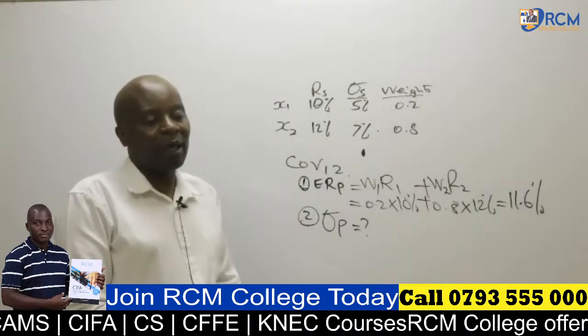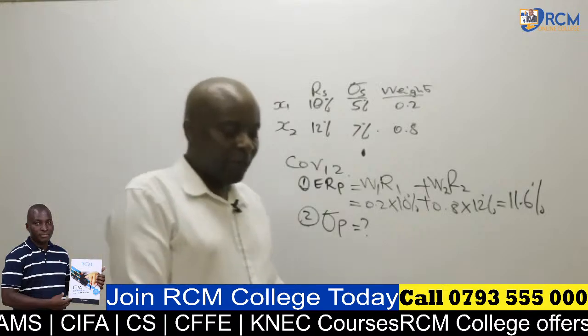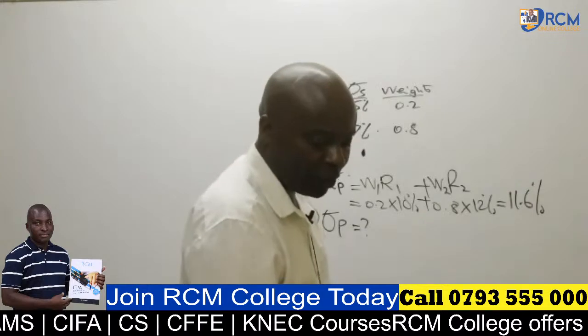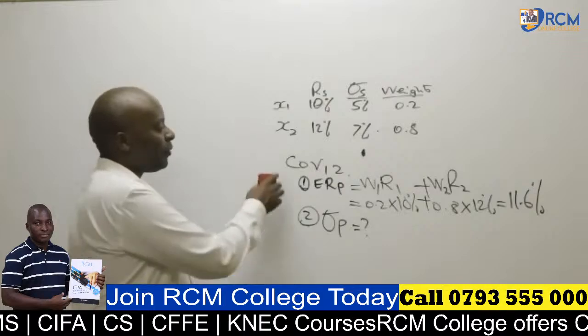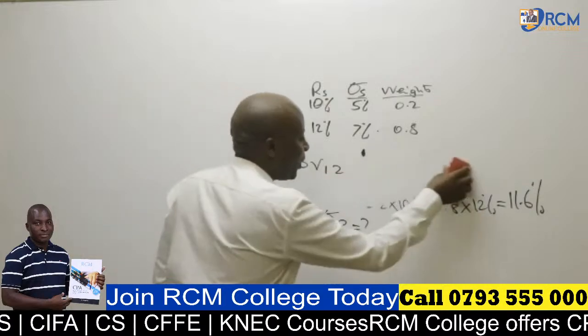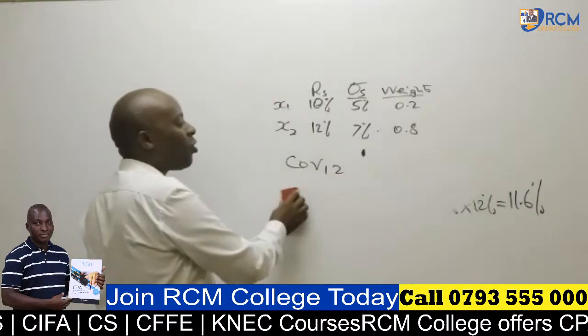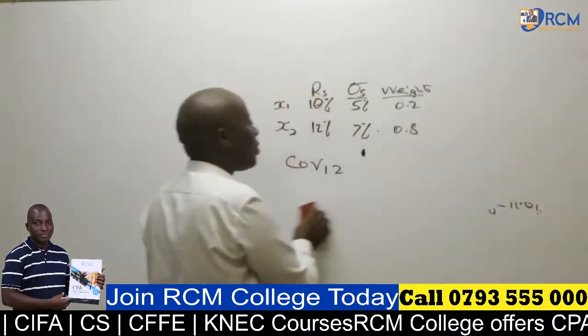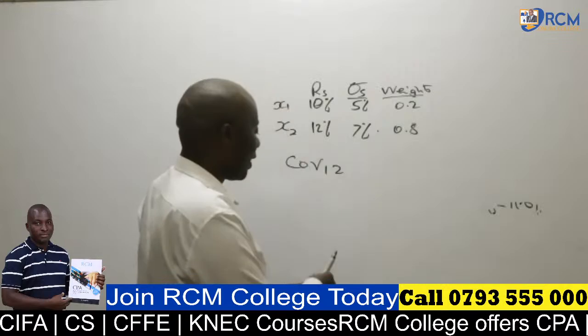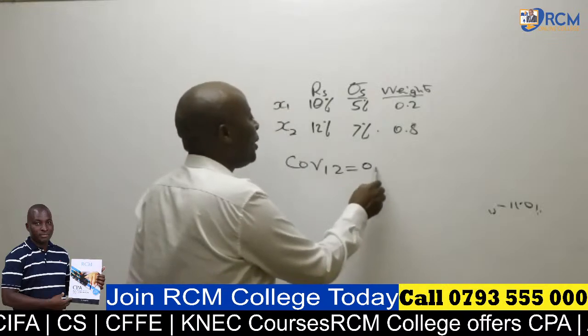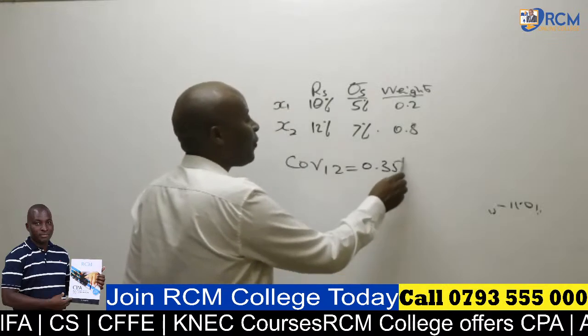Is there somebody who remembers the formula? The big formula, like what Oscar is telling me, the big formula. Thank you very much, Oscar. But are you able to remember it? Sorry, I forgot to tell you the covariance between 1 and 2, I ought to have given you a figure. The covariance between 1 and 2 is 0.35.